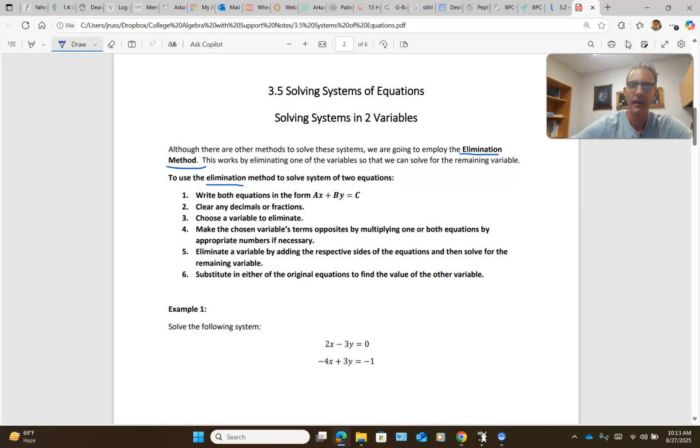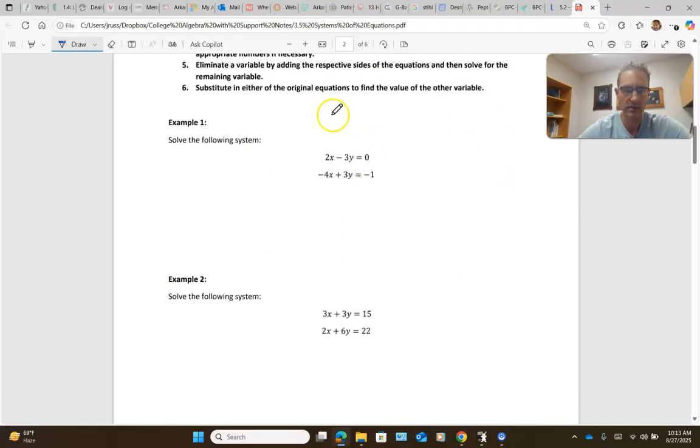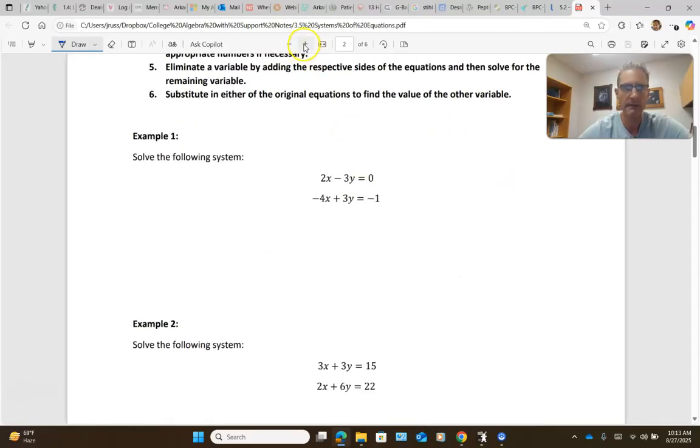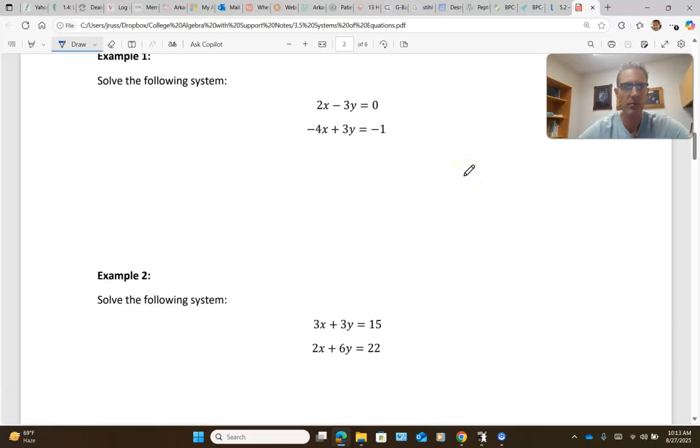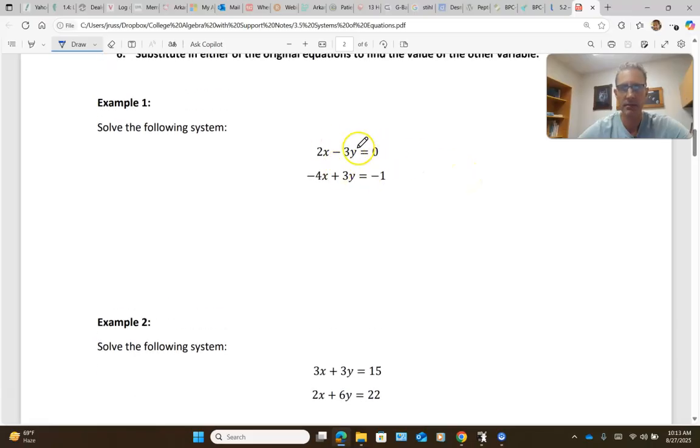Alright, so that probably didn't make any sense, but it will once I start illustrating this. So let's look at example 1 here. This is our system. We've got our x and y's on the left-hand side. We've got them vertically aligned. They've got to be vertically aligned, guys.